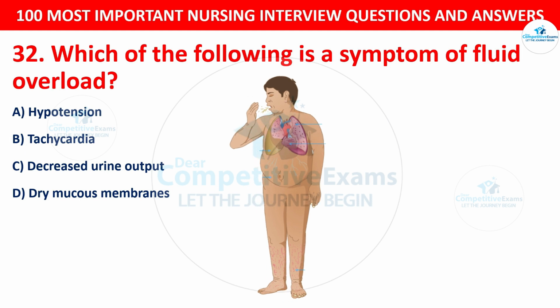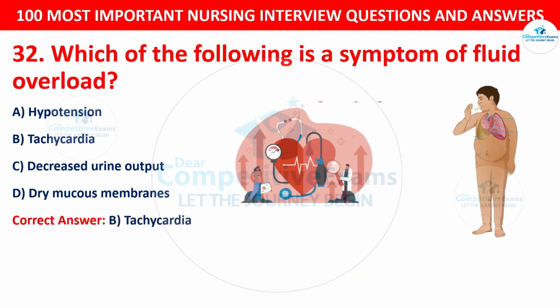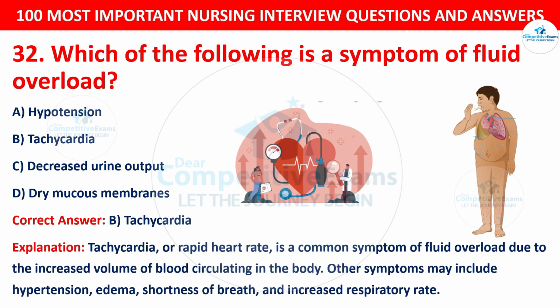The correct answer is B, that is tachycardia. Tachycardia or rapid heart rate is a common symptom of fluid overload due to the increased volume of blood circulating in the body. Other symptoms may include hypertension, edema, shortness of breath, and increased respiratory rate.